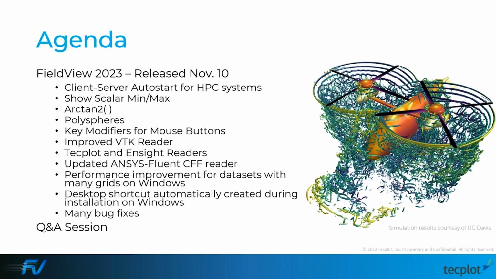So today, as I mentioned, we're going to be talking about FieldView version 2023, which was released on November 10th. First off, we'll be looking at the new client server Autostart. That's a way to make things easier for doing client server in parallel for high performance computing systems.